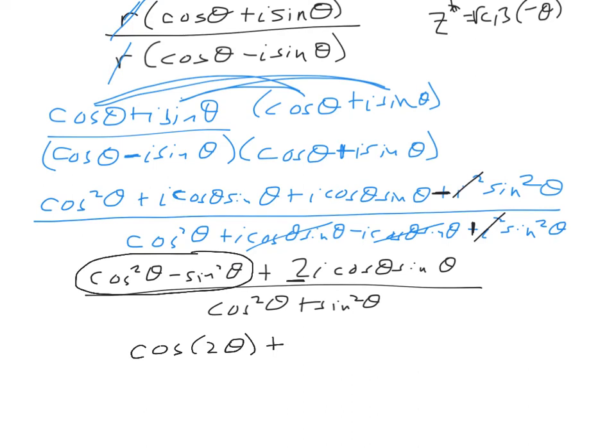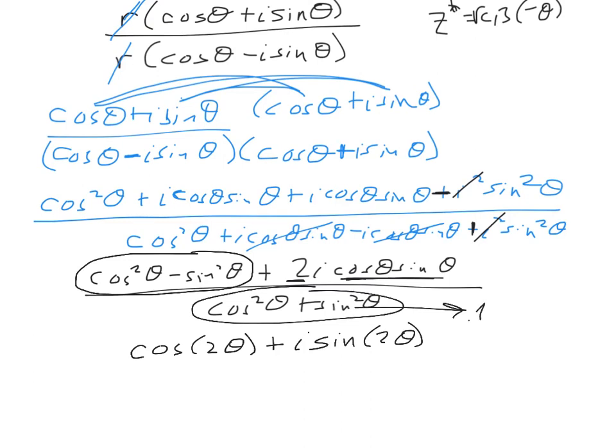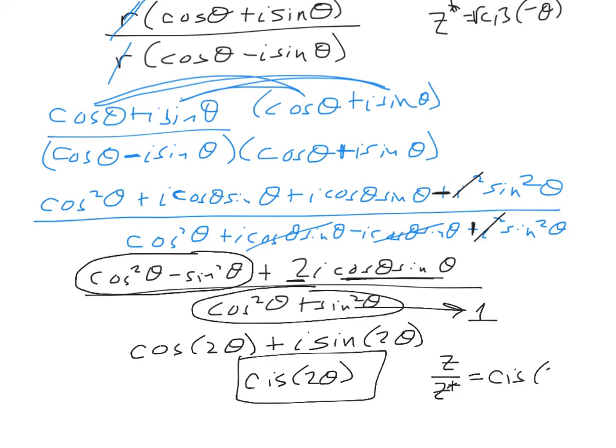And over here, 2 cosine theta sine theta, that's actually the identity for sine 2 theta. And in the denominator, cosine squared plus sine squared, that's actually 1. And so this thing that we just found, cosine 2 theta plus i sine 2 theta, this is basically cis 2 theta. And that's our answer. What this just showed is that if you take z and divide it by z star, you're going to get cis of 2 theta. You're basically going to get double the angle with a modulus of 1.